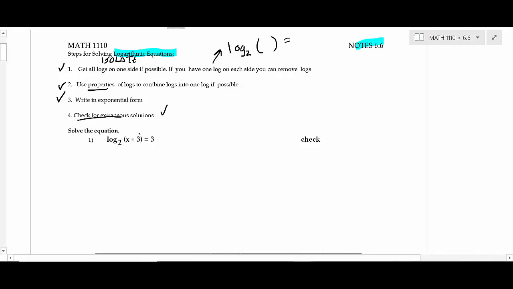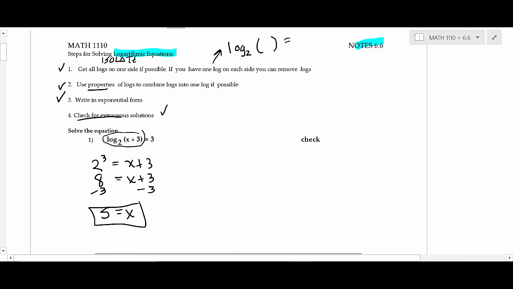If you look at this log, is that log isolated? Is there anything on that side of the equation except a log? No, there's nothing in front, so that means we're good there. Now we're going to write this in exponential form. How do you write that in exponential form? 2 to the third equals x plus 3. There you go. Now you've got an equation you know how to solve. It would be 8 equals x plus 3. You can do that in your head. You don't have to show that step. So you get x equals 5.